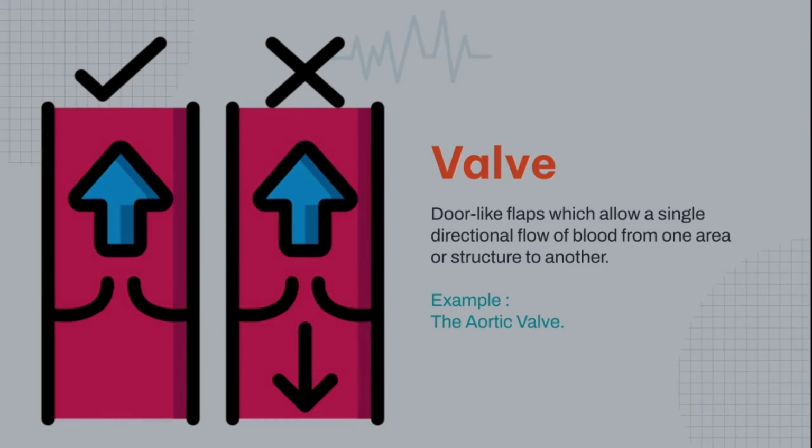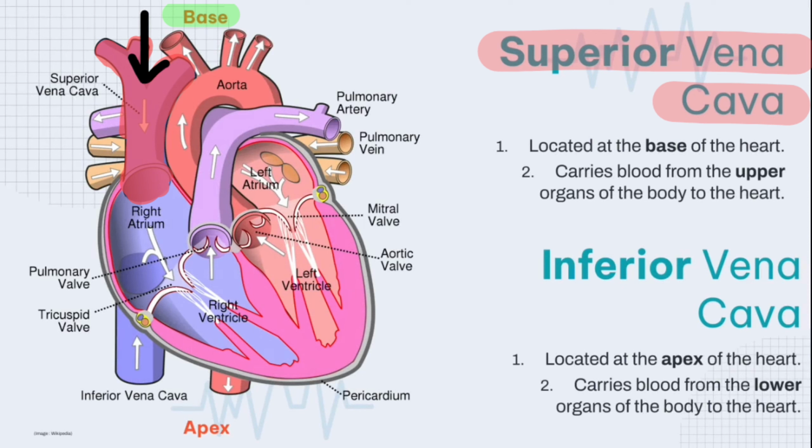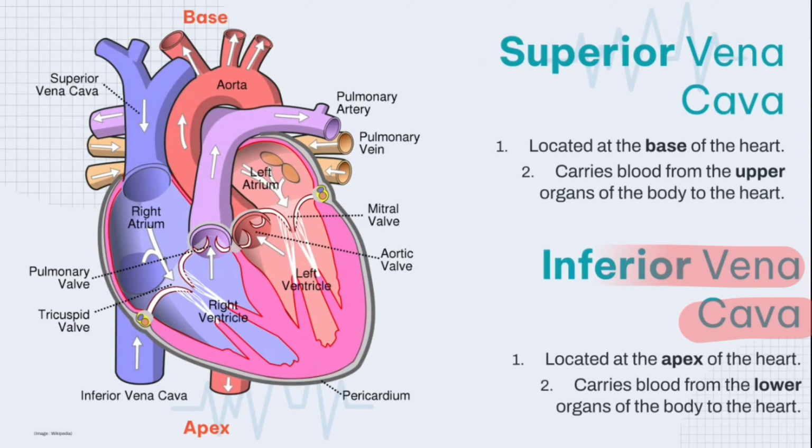Now, the last key terms are superior and inferior. Superior refers to anything that is above, while inferior refers to anything that is below. In the heart, we can see the superior vena cava, which number 1 is located at the base or top of the heart, and number 2 carries blood from the upper organs of the body to the heart. The inferior vena cava is number 1 located at the apex or bottom of the heart, and number 2 carries blood from the organs located at the lower half of the body to the heart.